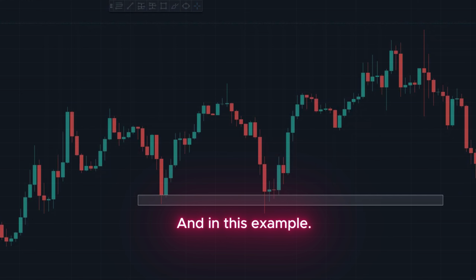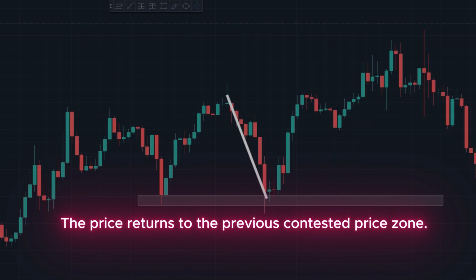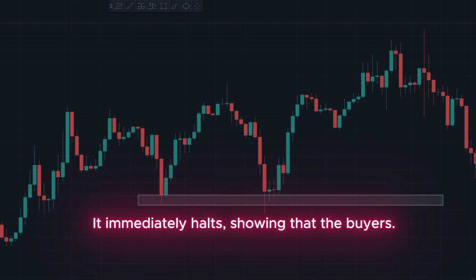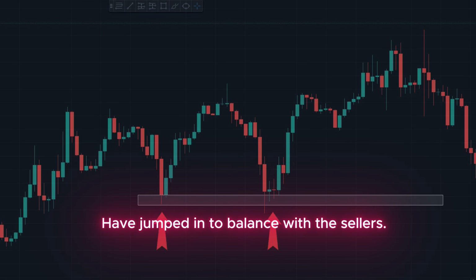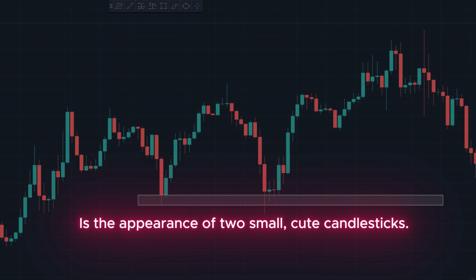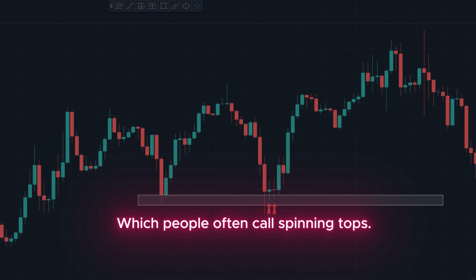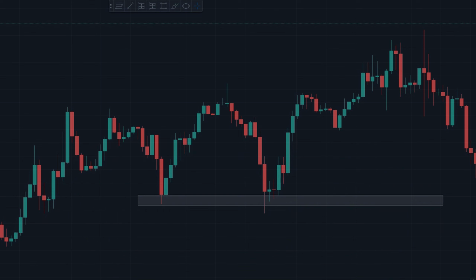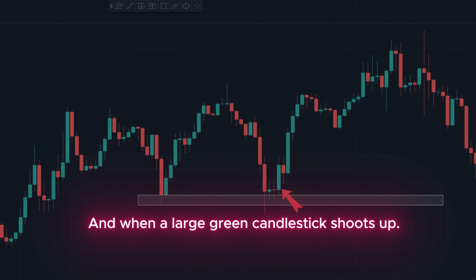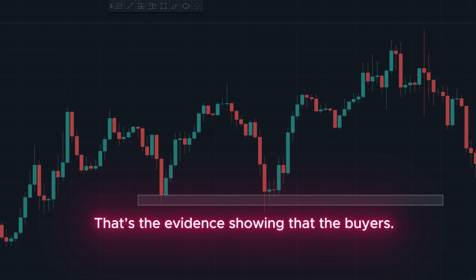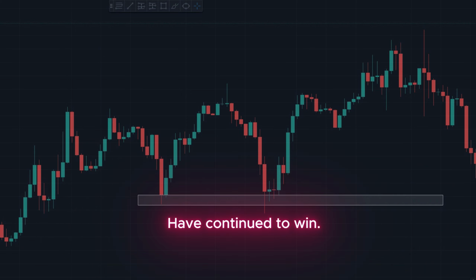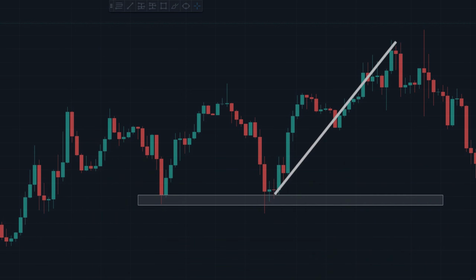And in this example, the price returns to the previous contested price zone with quite a strong force. It immediately halts, showing that the buyers have jumped into balance with the sellers. The evidence is the appearance of two small, cute candlesticks, which people often call spinning tops, and when a large green candlestick shoots up, that's the evidence showing that the buyers have continued to win, and the trend reverses.